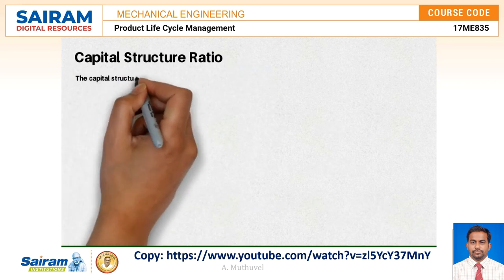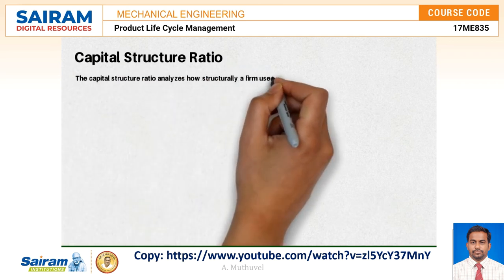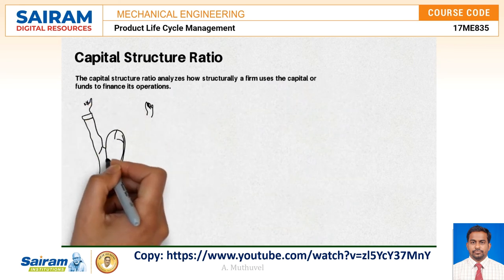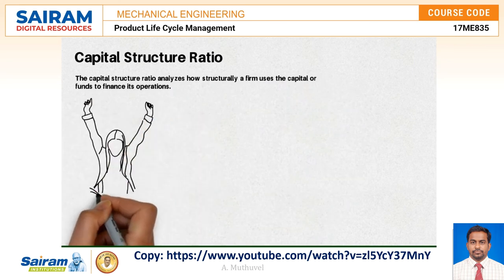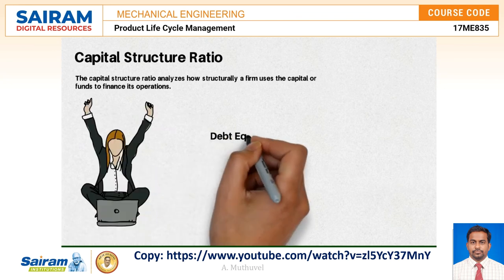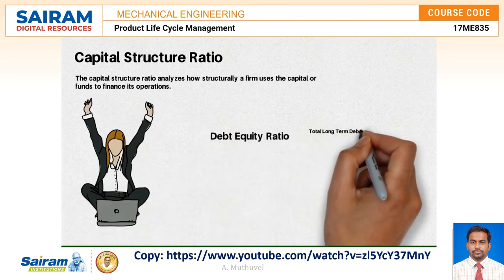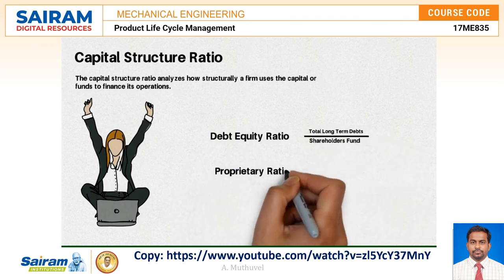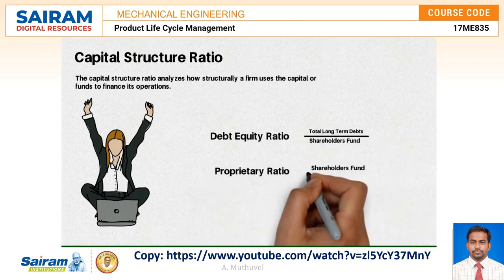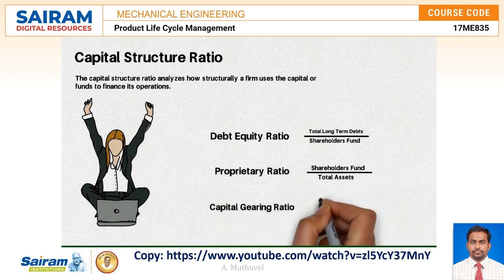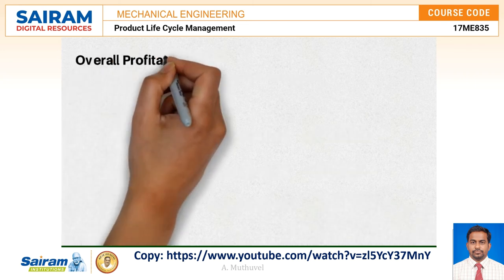Capital structure ratio. Capital structure ratio is one of the important financial ratios that analyzes how structurally a firm uses the capital or funds to finance its operations. The examples and formulas of capital structure ratio are: debt equity ratio, total long-term debts upon shareholders fund; proprietary ratio, shareholders fund upon total assets; capital gearing ratio, equity share capital upon fixed interest bearing funds.